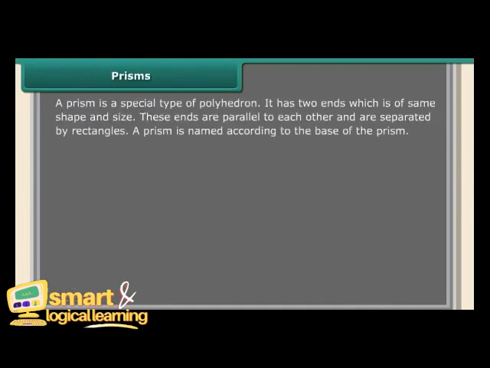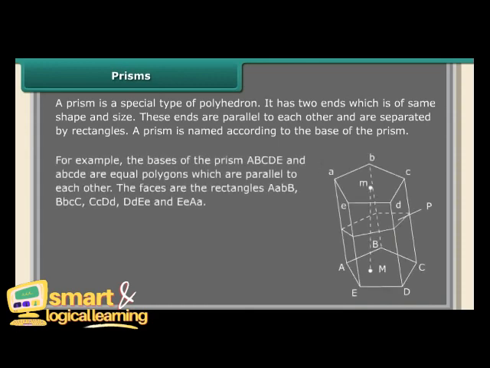Prism: a prism is a special type of polyhedron. It has 2 ends which are of same shape and size. These ends are parallel to each other and are separated by rectangles. A prism is named according to the base of the prism. For example, the bases of the prism ABCDE and A'B'C'D'E' are equal polygons which are parallel to each other.